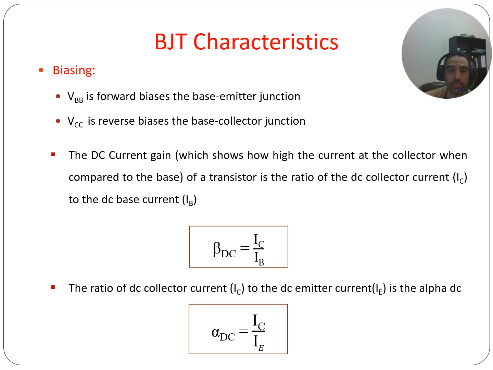We have VBB, which is the forward biasing. VBB is the voltage that's applied to the base of the transistor. You can apply it directly, or you can apply it through a voltage divider. It forward biases the base to emitter junction, and that just means it makes it easier for current to flow from the emitter to the base.